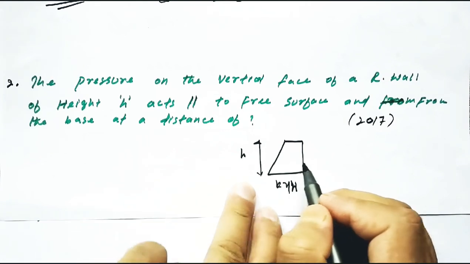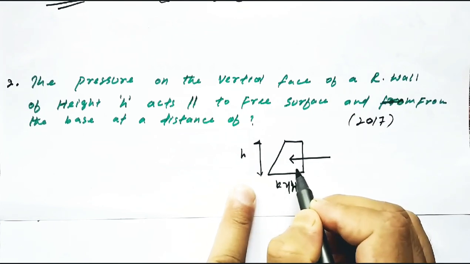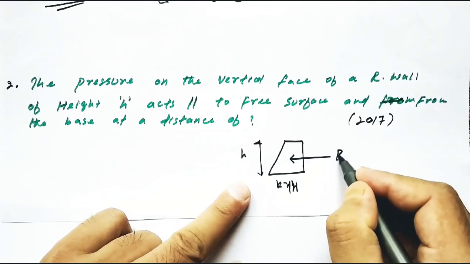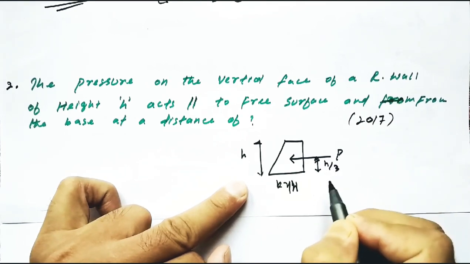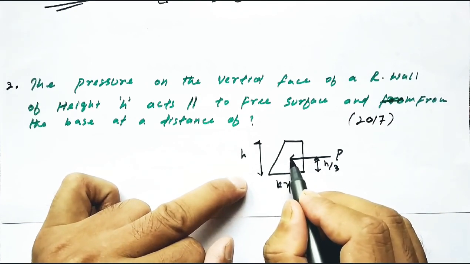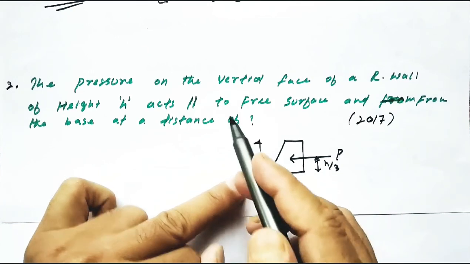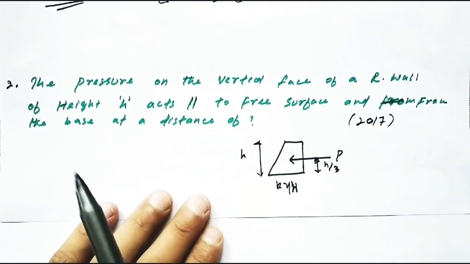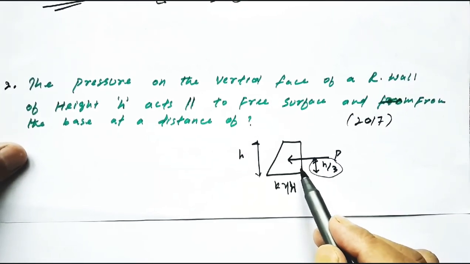There will be a point where the whole pressure acts. That point is called the center point, and this pressure is called the resultant pressure. This pressure acts at a height h by 3 from the base. So the question asks us about this point. This height is h by 3, the height from the base at which the resultant pressure acts on the retaining wall.